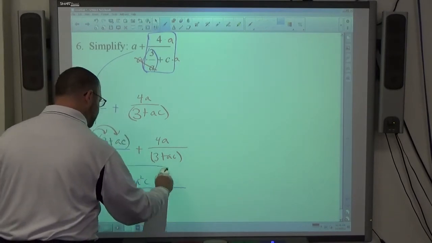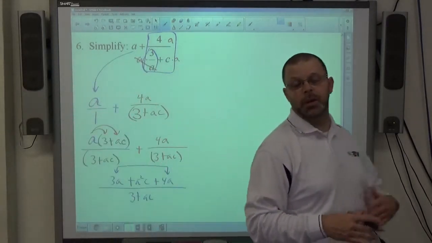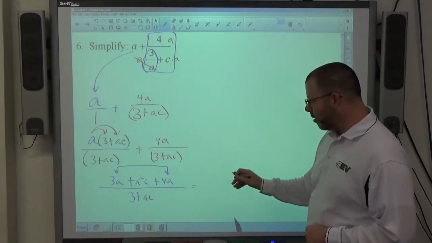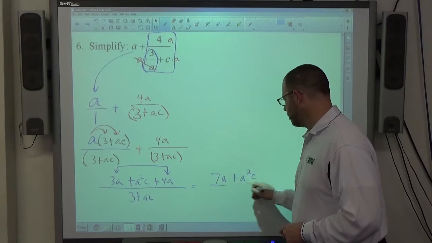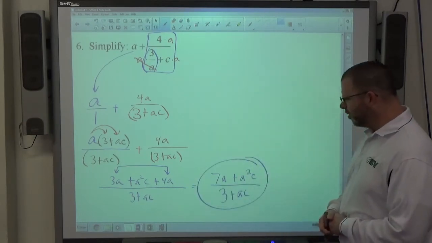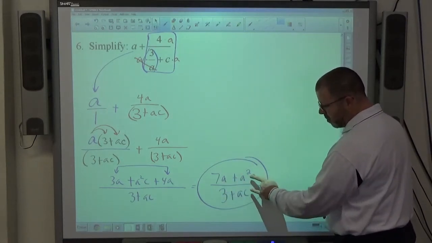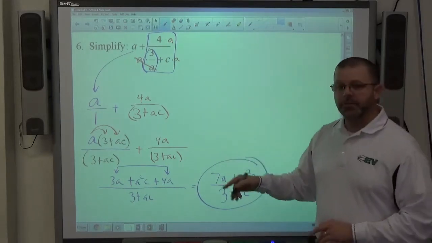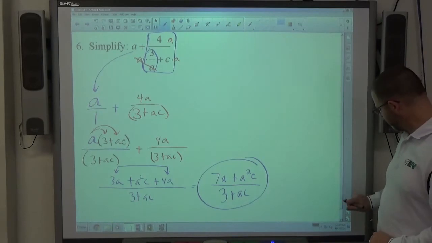And the final thing I would expect you to do is add like terms. If you don't do this, I will deduct points because you aren't finishing it out completely. 3a plus 4a makes a total of 7a plus a squared c over 3 plus ac. Reduction's impossible because this has a, this has a, this has a, but that doesn't. Both of these have c, but both of those don't. So you can't reduce it, but that 3a and 4a do add together. Expect something similar to that to happen on the test that you're taking.